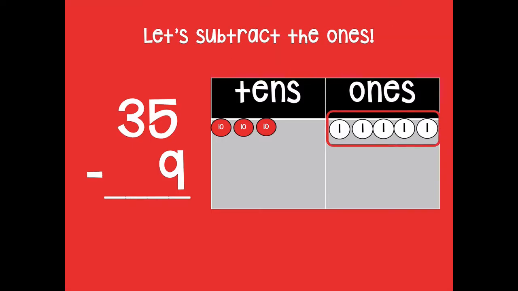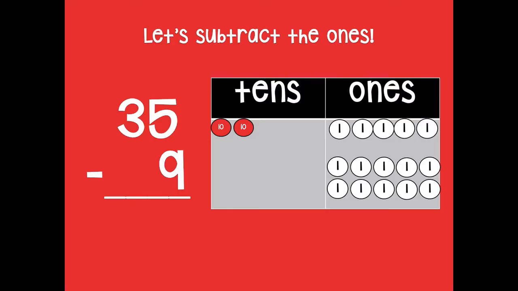So I'm going to come over here. Well, if I have 5 1s, do I have enough to be able to take away my 9 that I need to in the problem? No, I don't, right? So that means I'm going to take this 10 right here and I'm going to decompose it. In previous lessons, we've talked about taking 10 ones and composing a 10 and making a new 10. Well, now what we're going to do is decompose. So we're going to break apart this 10 into 10 ones because 10 ones is the same as 1 10.